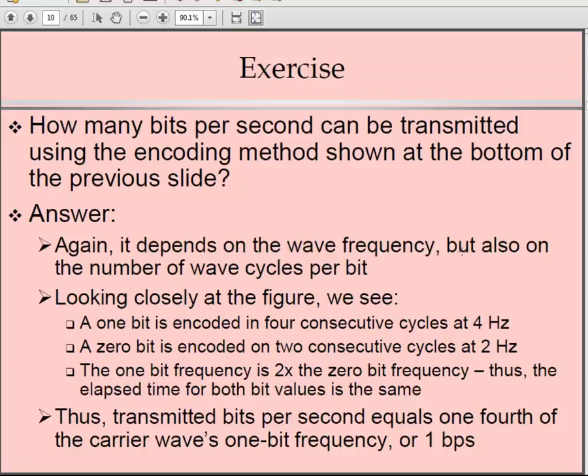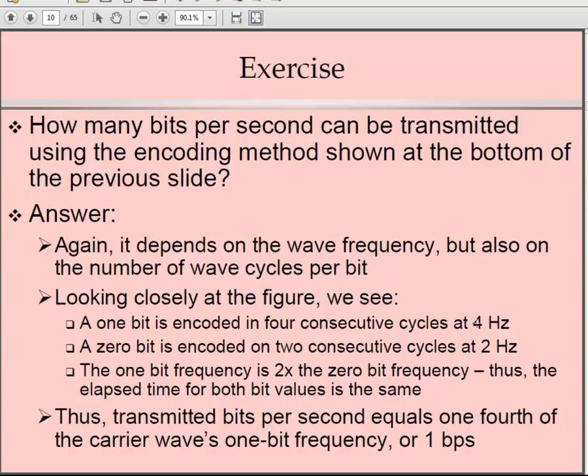Again, it depends on the wave frequency, but also on the number of wave cycles per bit. Looking at the figure, a 1 bit is 4 consecutive cycles at 4 hertz. A 0 bit is 2 consecutive cycles at 2 hertz. So there's a 2-to-1 relationship, and the elapsed time for both of those is the same. Since it takes 4 cycles to represent the 1 bit, basically what I'm going to get is 1/4 of the carrier wave's frequency. And assuming 4 hertz, I'm getting 1 bit per second.